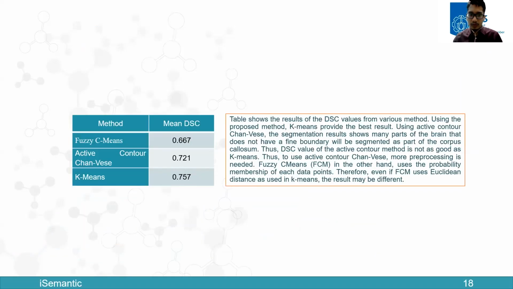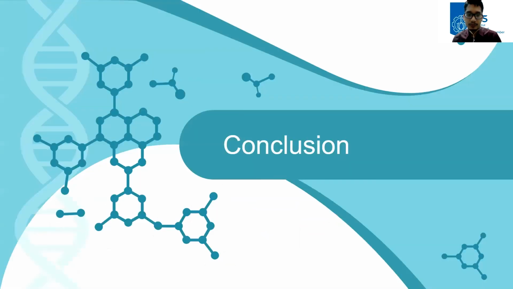The result of this method is then compared to fuzzy C-means and active contour, and we achieve better. We achieve the best result using K-means.